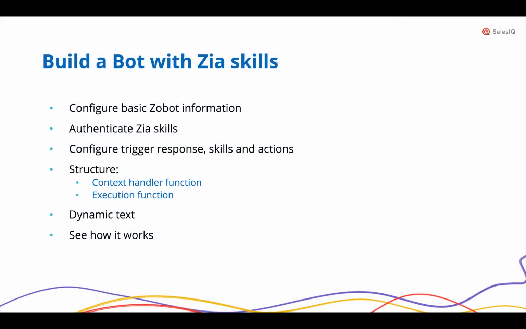So let me take you through the steps we'll be going through in this. First, we'll configure Zobot information, which we had just done, and then we will authenticate the Zia Skills platform. We'll configure trigger responses, skills, and actions, which are the base on which Zobots built using Zia Skills function. And then we'll structure the context handler function and the execution function. And then you'll have dynamic text, and we'll see how it works.